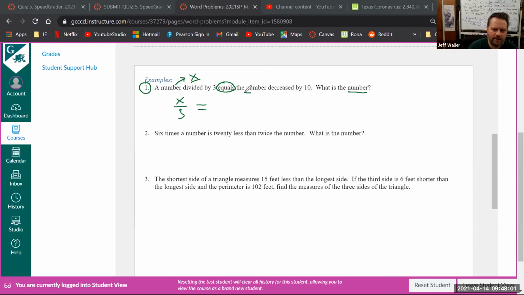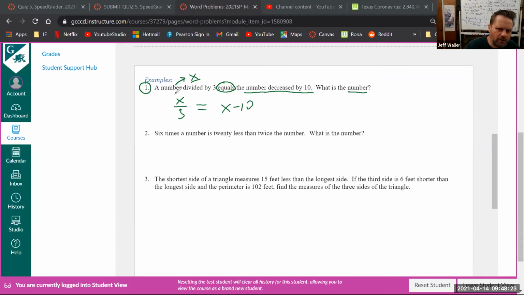Equals, and then what is this? X minus 10. Good. I like it. All right. Now, this is deceptively, I don't know what to term this. It's easier than it looks. It actually looks easy and then it looks hard. It's a little tiny equation, but it kind of freaks people out.